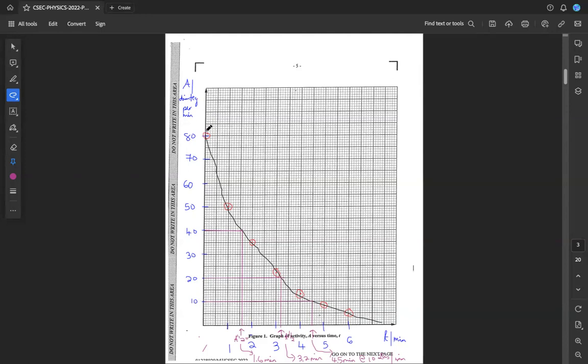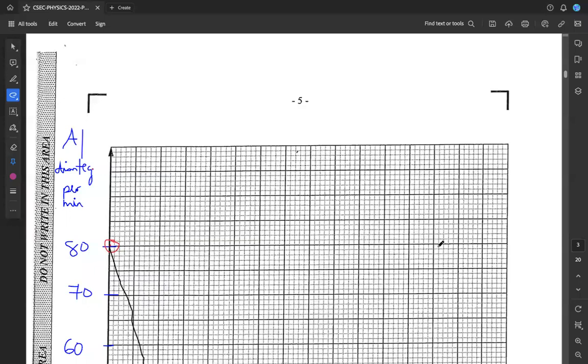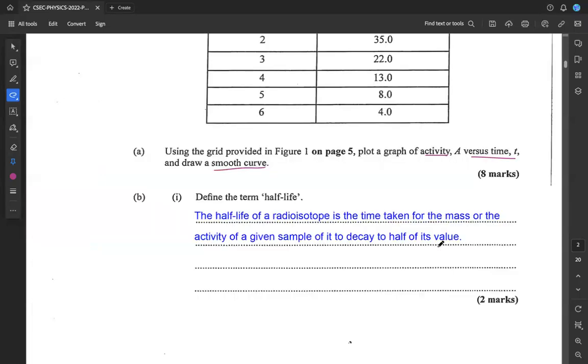So this is the smooth curve that I drew through my points. Let's go back up now to see what the rest of the question was asking us to do with that plot. Before they ask us anything concerning the plot, we did our plot and we're moving on to the questions now. Part B (i) is asking us to define the term half-life.